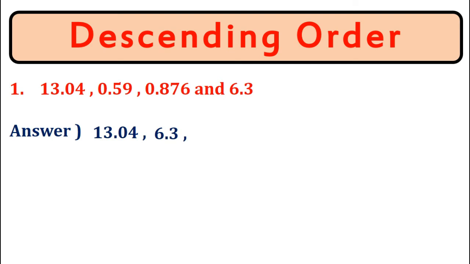Next we have two decimal numbers whose whole number parts are the same. So we now move on to the tenths place. Now in case of 0.59, 5 is in the tenths place, and in case of 0.876, we have 8 in its tenths place. Now since out of 5 and 8, 8 is the greatest, we write the next number as 0.876, and lastly we write the smallest number out of all the four numbers, which is 0.59. So the descending order of the first example will be 13.04, 6.3, 0.876 and 0.59.